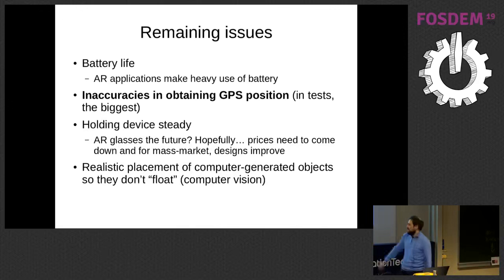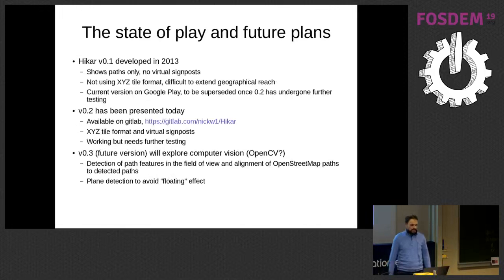The other issue, as you probably saw from the screenshots, is that the computer-generated objects float a bit, which might look a little bit unrealistic. It would be nice, a future plan would be to use computer vision algorithms, such as OpenCV, for example, to actually overlay those on the ground more accurately. So yeah, that's the state of play.